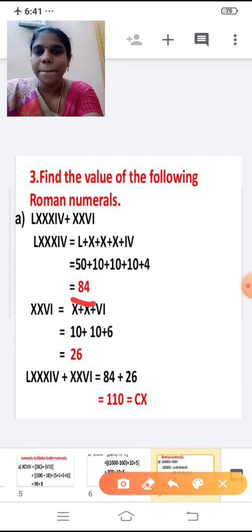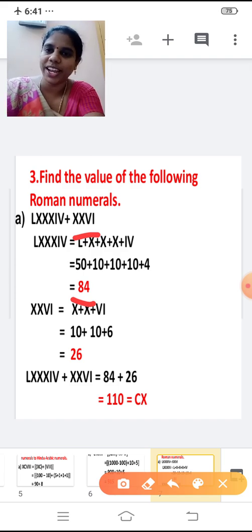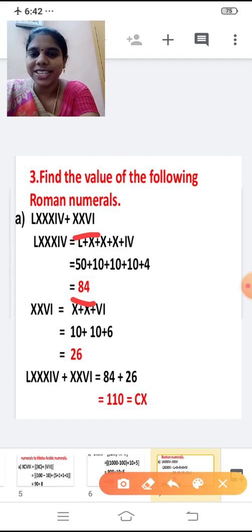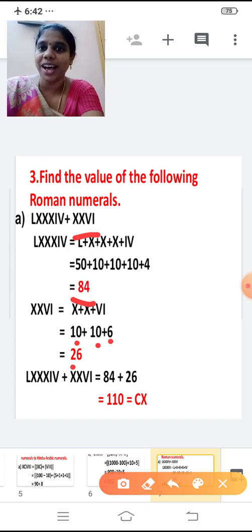Now we are going to find out the value for XXVI. Shall we add this? X plus V plus I, or VI. V plus I, because the smaller one is placed after the larger one. So you can add that V plus I. The value for X is 10 and one more X, 10 plus V plus I. What is the value for V plus I? 5 plus 1, 6. Add all together now. 10 plus 10, 20. 20 plus 6, 26. Now we know the value for XXVI is 26.